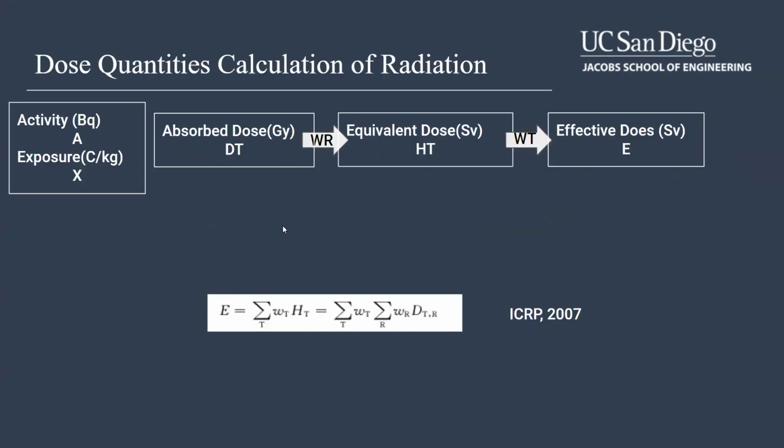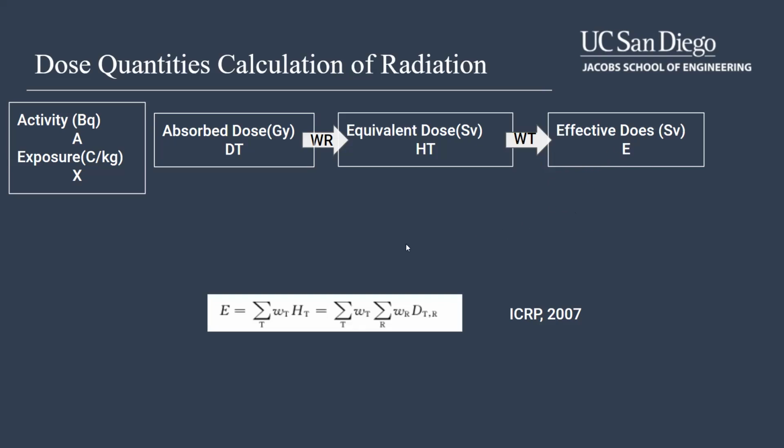First, I would like to introduce the term effective dose, E. Under the activity A, the patient will experience exposure X. Radiation will be absorbed, and equivalent radiation is affected by the weighting factor WR, and total radiation of certain tissue or organ will be modified by the WT, and is called effective dose.